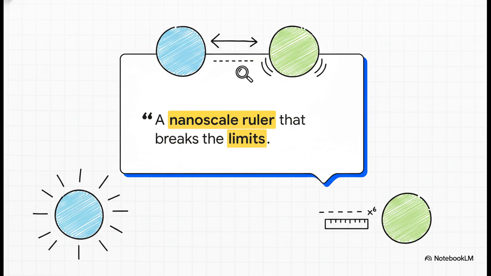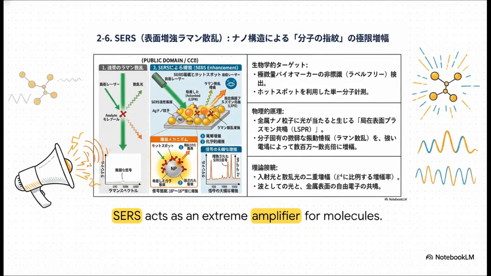for protein-protein interactions. And to wrap up System B, we have SERS, or Surface-Enhanced Raman Scattering. Normally, Raman scattering, which reads the unique vibrational fingerprints of molecules, is incredibly weak. It's super hard to detect. But SERS solves this by using metallic nanostructures, like gold or silver. When light hits these metals, it creates a local surface plasmon resonance. Basically, it acts as an extreme amplifier, a microscopic megaphone that takes the extremely faint fingerprint of a single biomarker and boosts its signal by millions, sometimes billions of times.